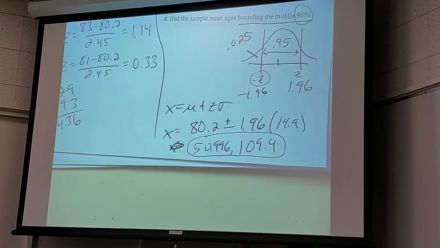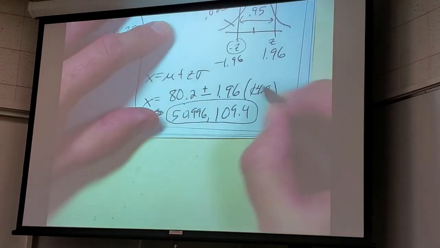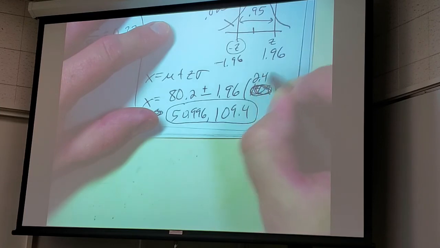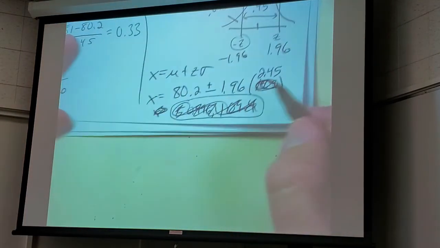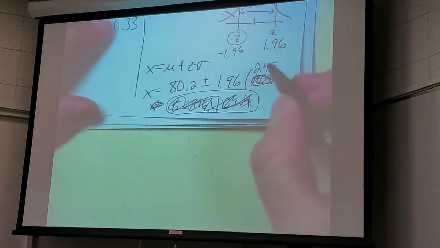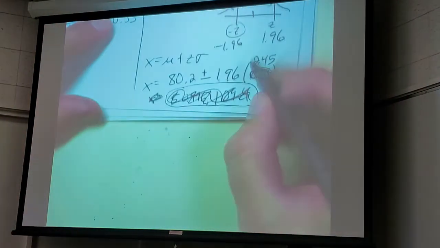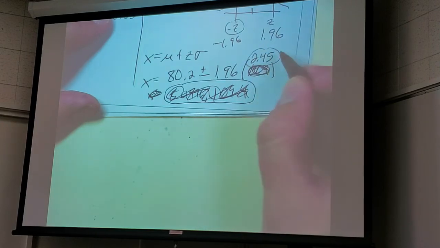What's the standard deviation? Oh, did I go too far up? I did go too far up. Good job, Jeff. 2.45, thank you. We'll do that all over again. I did it for individual babies. We want sample means, so I do have to use the correct spread.